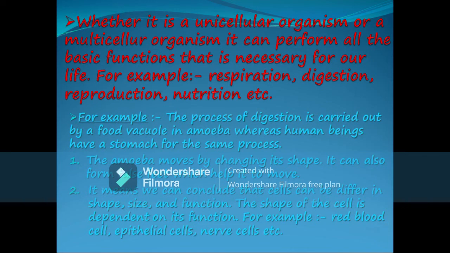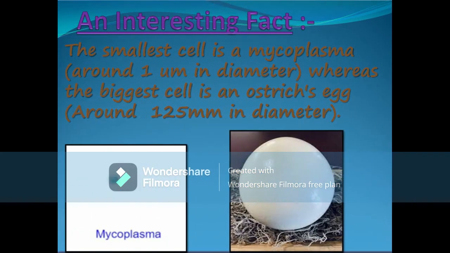It means cells can be different in shape, size and function. The shape of the cell is dependent on its function. For example, red blood cell, epithelial cells, nerve cells, etc. I have an interesting fact with me for all of you. The smallest cell is a mycoplasma that is around 1 mm in diameter, whereas the biggest cell is an oocyte that is around 125 mm in diameter.